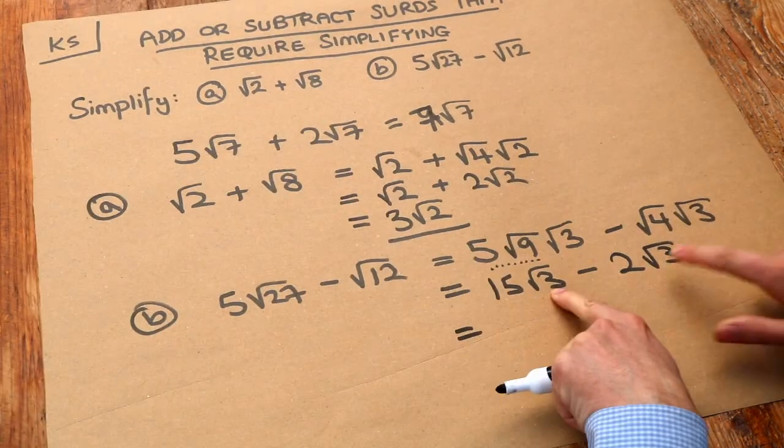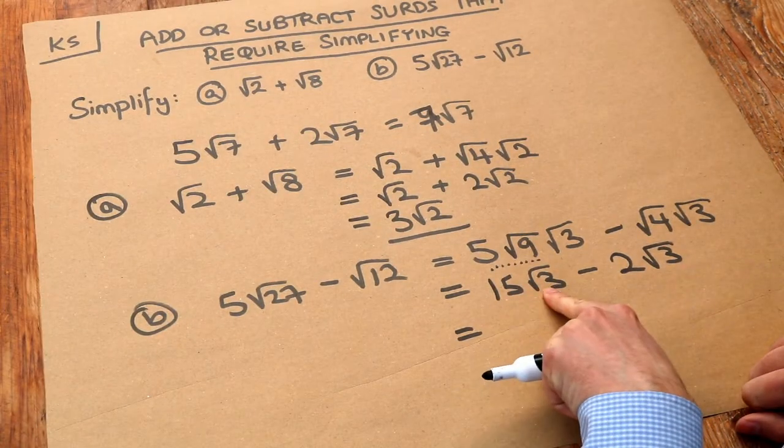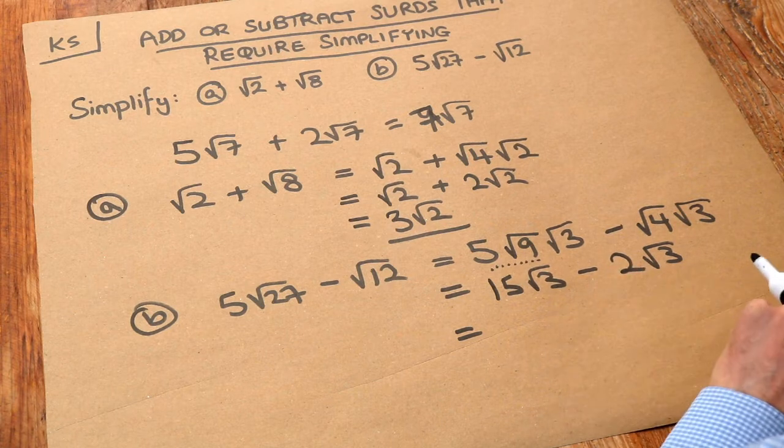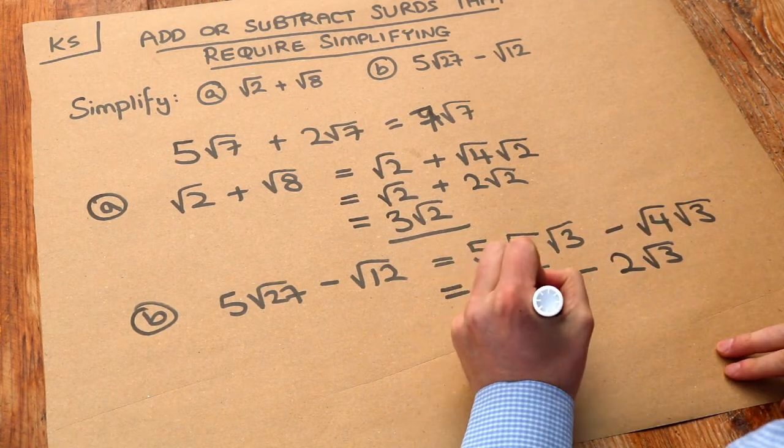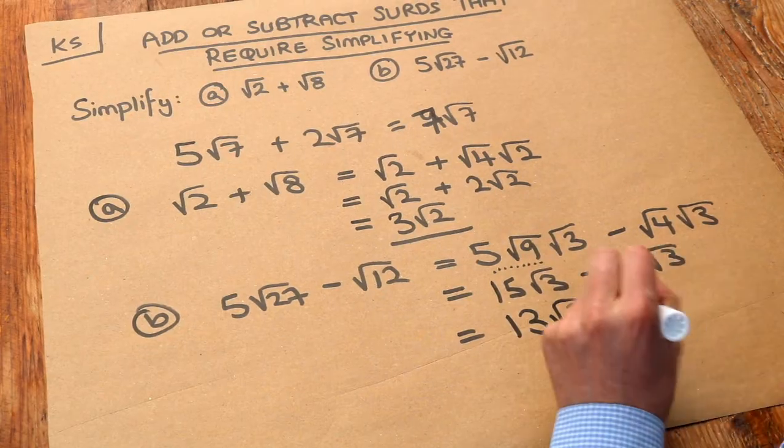And now we have the same number under the square root. So it's 15 lots of root 3, subtract 2 lots of root 3, we have 13 lots of root 3. That's the final answer.